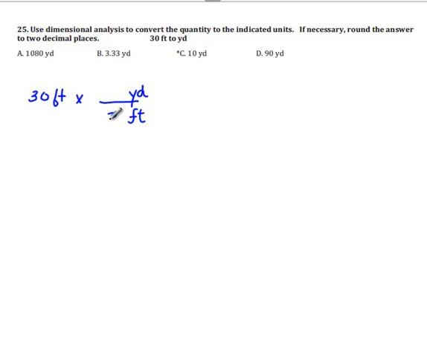There are 3 feet in every 1 yard. Our feet units will be reduced out. We'll have 30 over 3 yards. That's 10 yards.